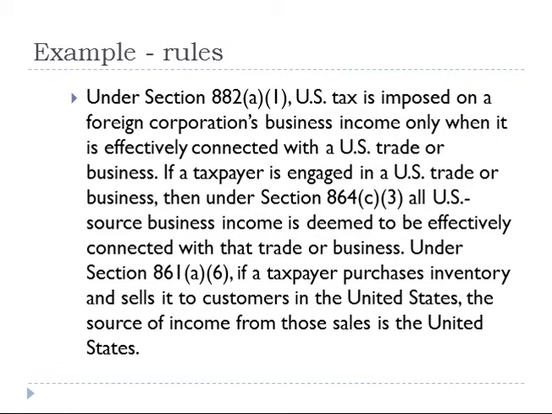Here's now the rules section of this solution. Under Section 882(a)(1), U.S. tax is imposed on a foreign corporation's business income only when it is effectively connected with a U.S. trade or business. If a taxpayer is engaged in a U.S. trade or business, then under Section 864(c)(3), all U.S. source business income is deemed to be effectively connected with that trade or business. Under Section 861(a)(6), if a taxpayer purchases inventory and sells it to customers in the United States, the source of the income from those sales is the United States.